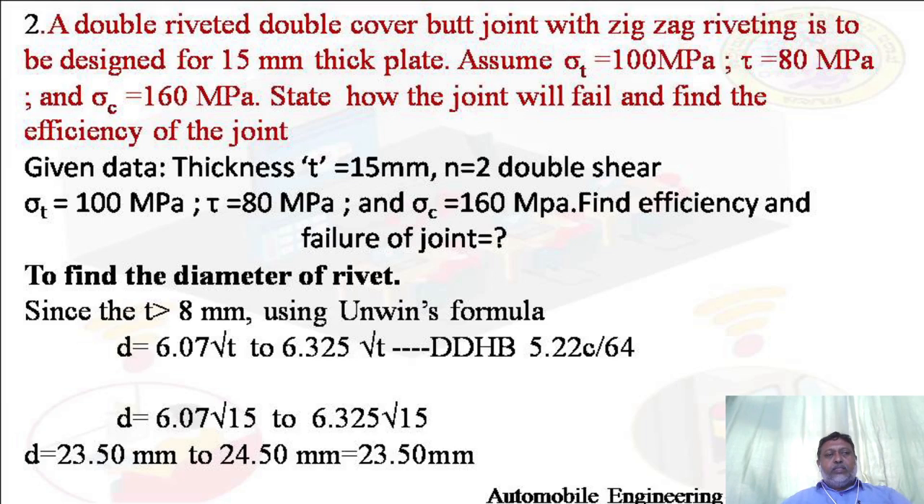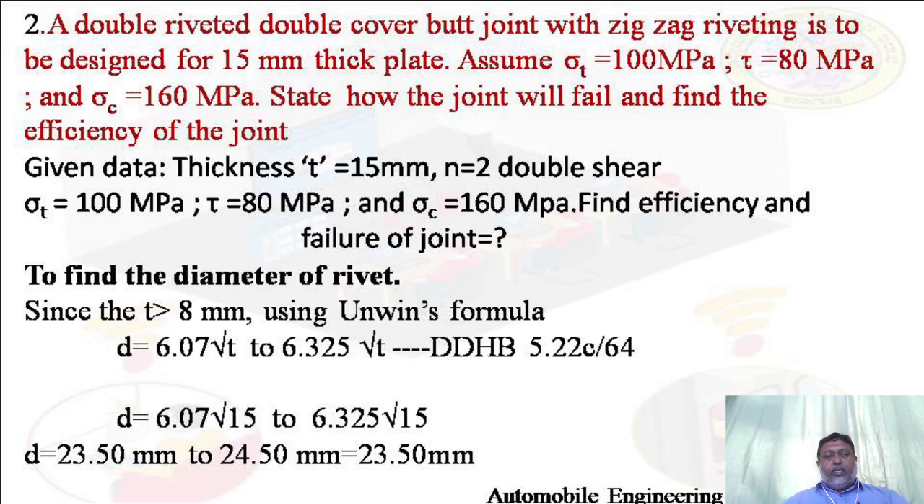And with the thickness given, no other data are given. The thickness is 15 mm, and other data like D and P are missing, which we have to calculate here. That is the complete design of the riveted joints. Sigma T is given as 100 megapascal, tau is 80 megapascal, sigma C is 160 megapascal. State how the joint will fail and find the efficiency of the joint.